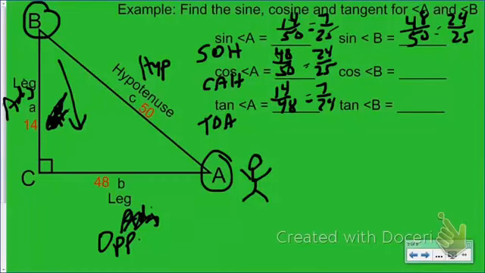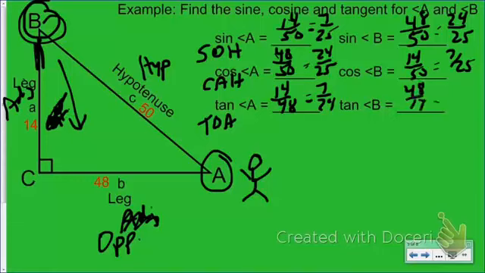Cosine from corner B, remember that's A over H, that's going to be the 14, because that's the adjacent from corner B, over the hypotenuse, which is 50. So that would reduce to 7 over 25. So you can see the cosine B is the same as sine A. Tan B would be opposite over adjacent. So in this case, that would be 48 over 14. So I could reduce that to 24 over 7.